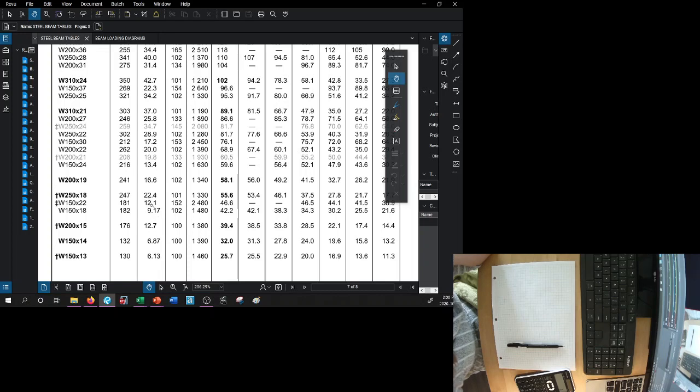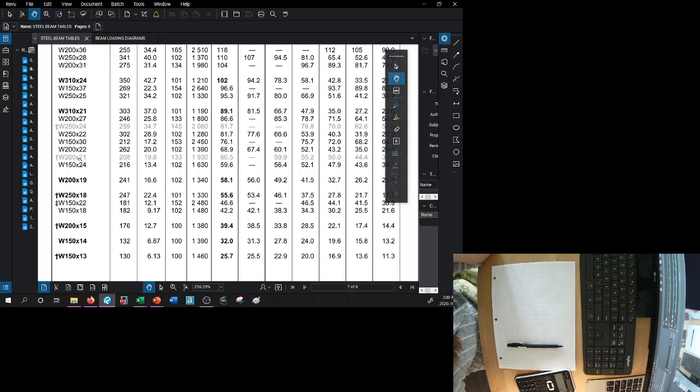So none of these work for 17.3. Our W250 by 18 seems to work. Let's come over here and see for an unbraced length of 1 meter. Our MR, 53.4. That seems to work. Let's keep going.